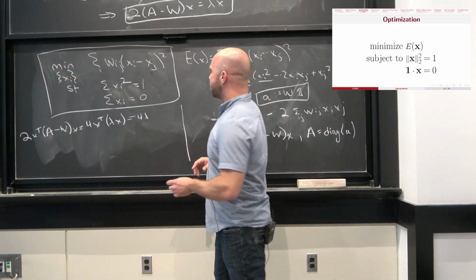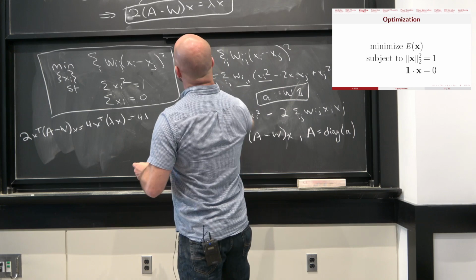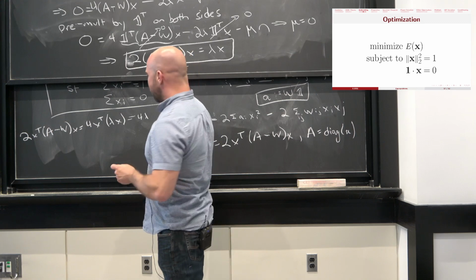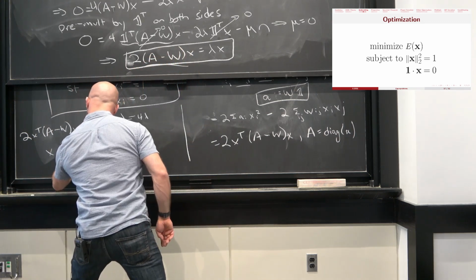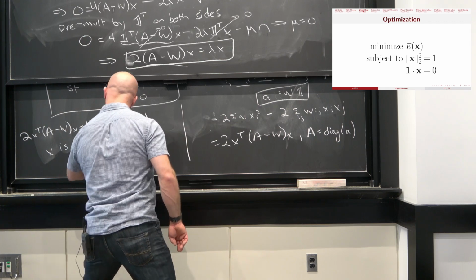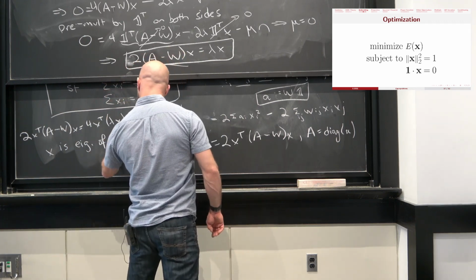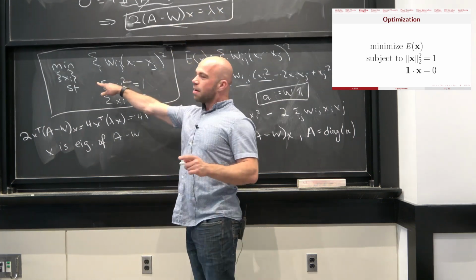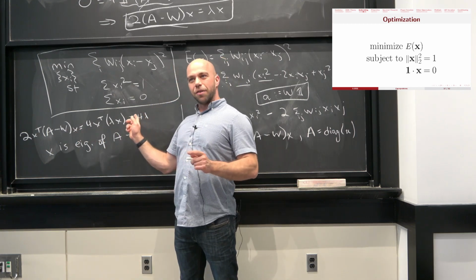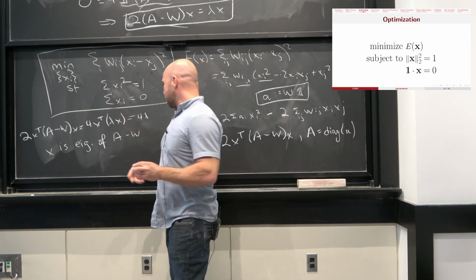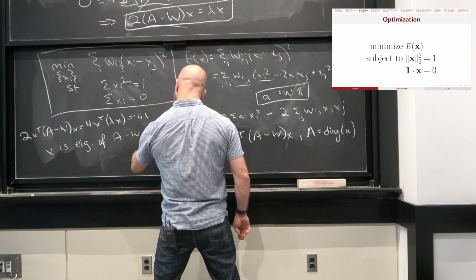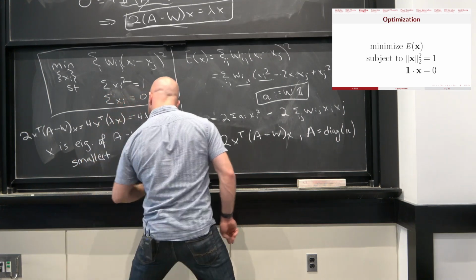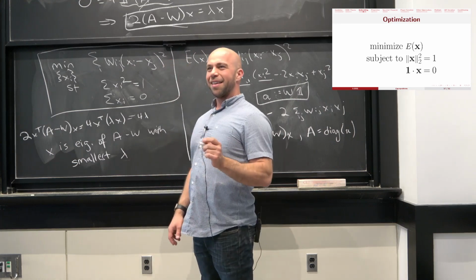OK, so we have 4 lambda. So in particular, we compute all the eigenvectors of A minus W, and what is our embedding x? X is an eigenvector of 2(A minus W), or A minus W, doesn't really matter. And remember here, we minimize, right? So we want to minimize the objective value, which is 4 lambda. So in particular, we want the one with the smallest lambda.